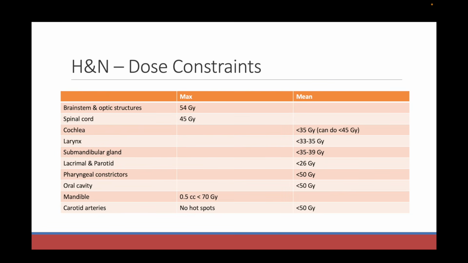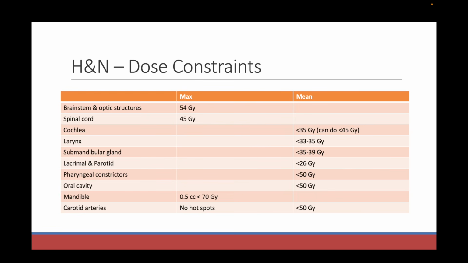Here are some useful dose constraints for the head and neck. I think some common ones that we should always know: the lacrimal and parotid gland mean dose should ideally be less than 26 gray. For submandibular gland, you ideally want to keep the mean less than 35 gray. Pharyngeal constrictors and oral cavity, as well as carotid arteries, you want to try and keep the mean less than 50 gray.